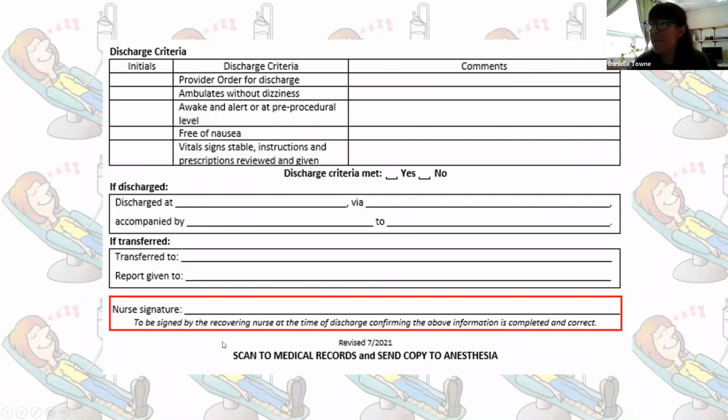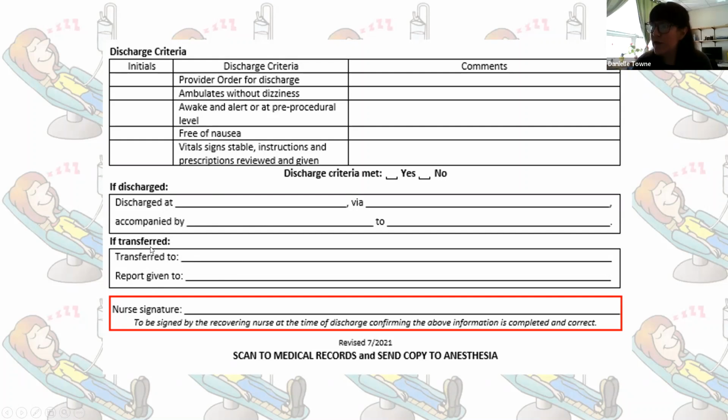And then finally, on the back portion of that record on the bottom, is the discharge criteria. So the nurse or paramedic must confirm that the patient has discharge orders from the provider, they can ambulate without dizziness, they're at their pre-procedural level, they're free of nausea, and they have stable vital signs. They're back at their baseline. And then this entire document must be completed and a copy must be sent to anesthesia.